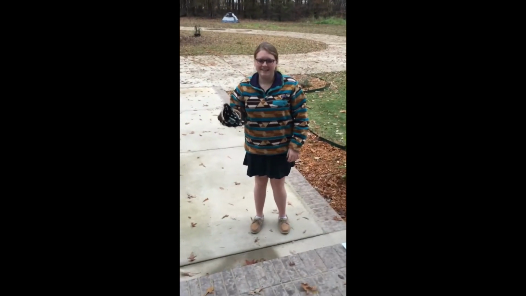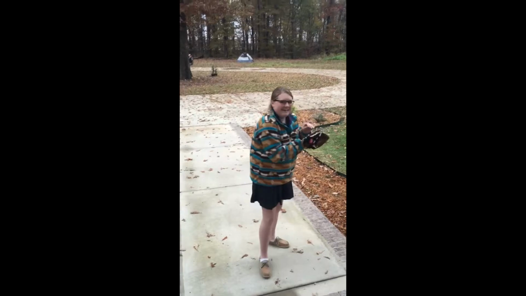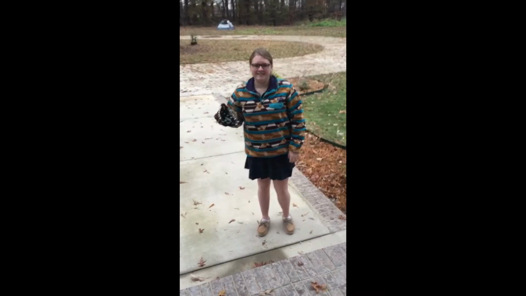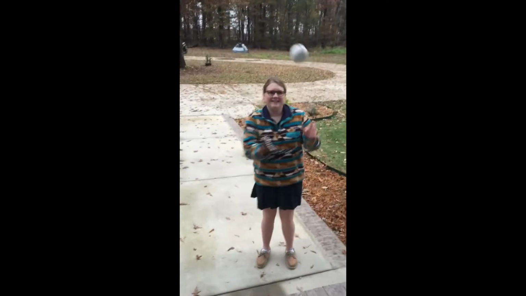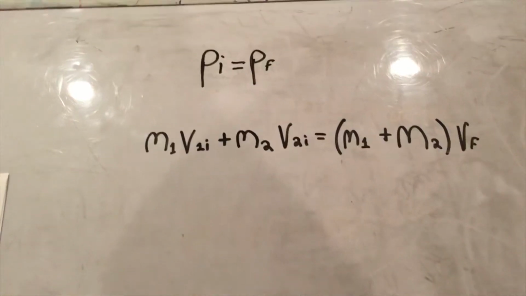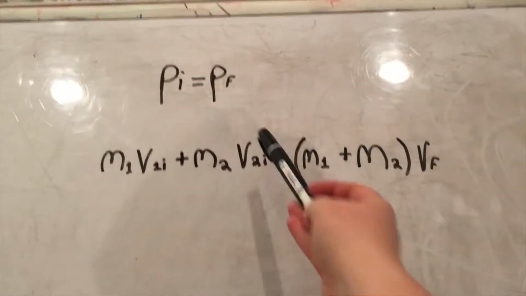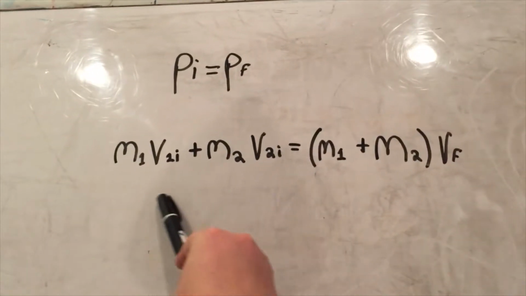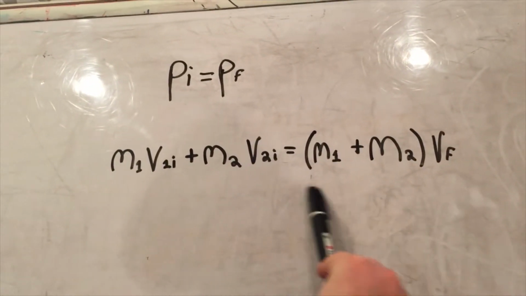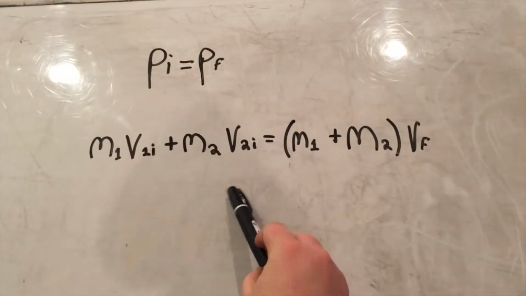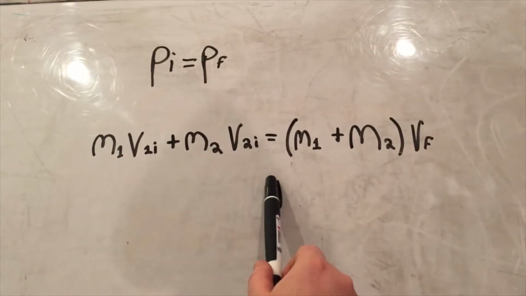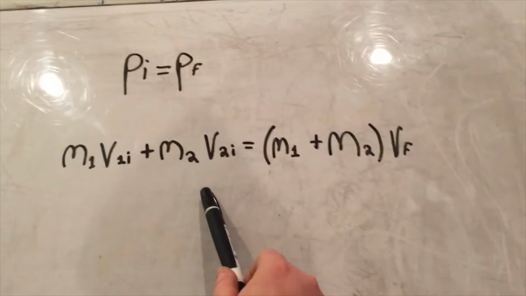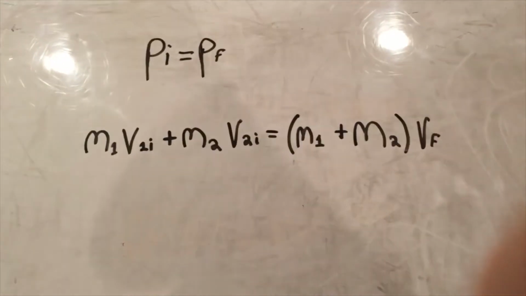Let's go back to catching the ball. As the mitt catches the ball, the mitt moves back a little along with the ball. The initial momentum of the moving baseball will equal the final momentum. Another equation for this is mass 1 times velocity 1 initial plus mass 2 times velocity 2 initial equals (mass 1 plus mass 2) times final velocity.